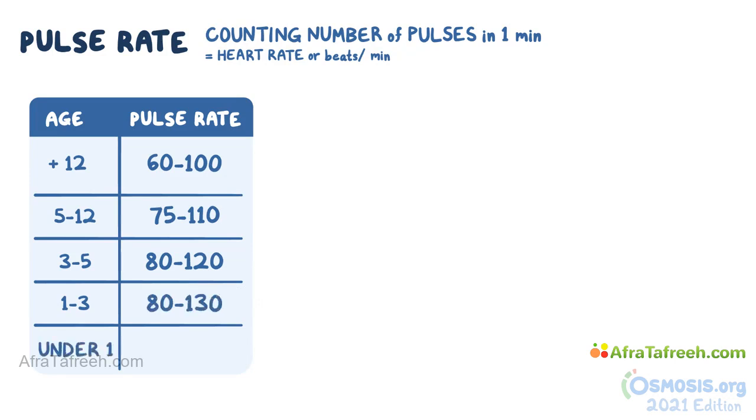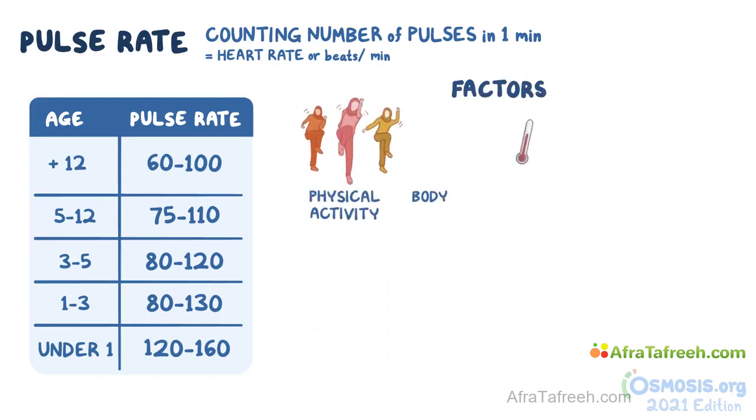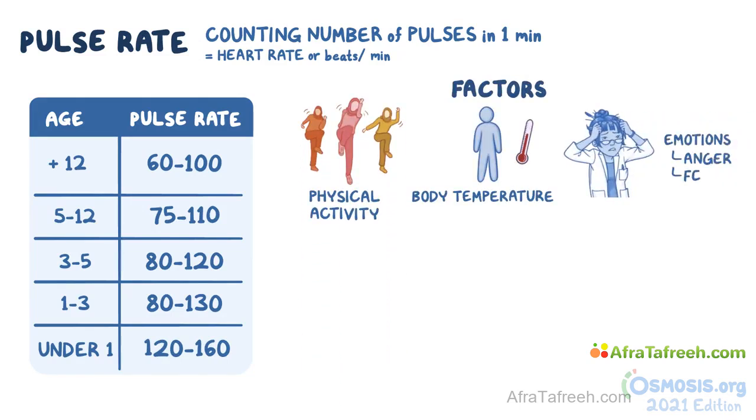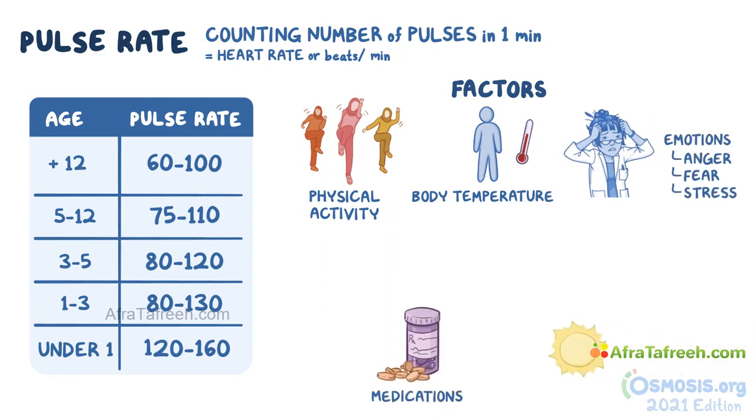Finally, infants under 1 year of age normally have the fastest pulse rate, which ranges from 120 to 160 beats per minute. Besides age, the pulse rate can also be influenced by many factors, including physical activity, body temperature, emotions like anger, fear, or stress, medications, or even the weather.